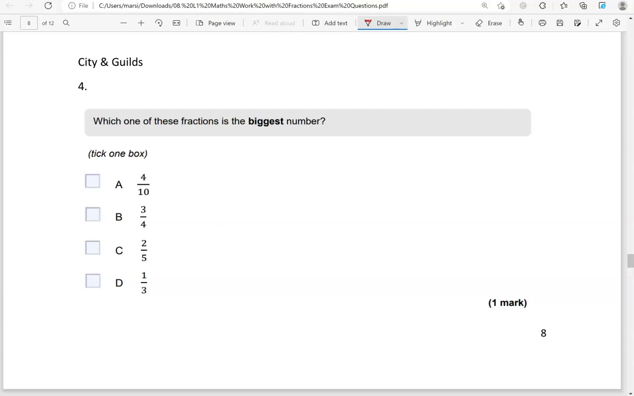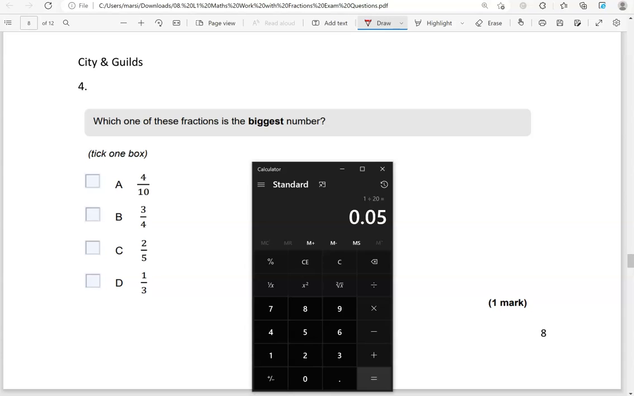Which one of these fractions is the biggest number? 4/10, 3/4, 2/5, or 1/3? Now, we can compare the fractions by finding common denominators, or finding equivalent fractions in here. But we can use a calculator, so the easiest thing to do is to convert these into decimals. And we know that the fraction line means division, so 4 tenths, that will be 4 divided by 10, which is 0.4.